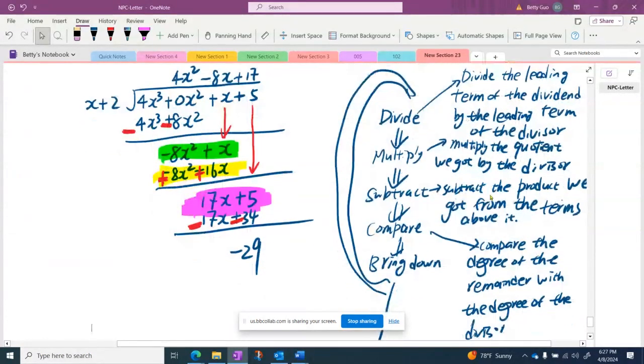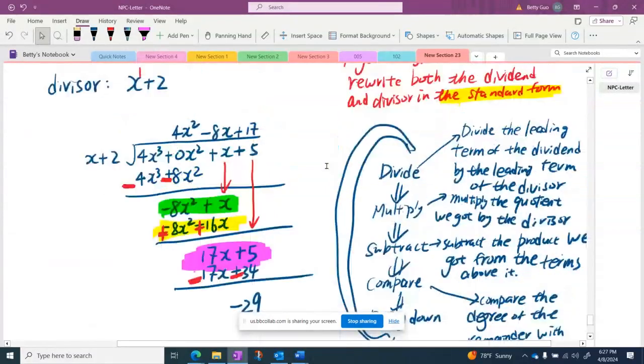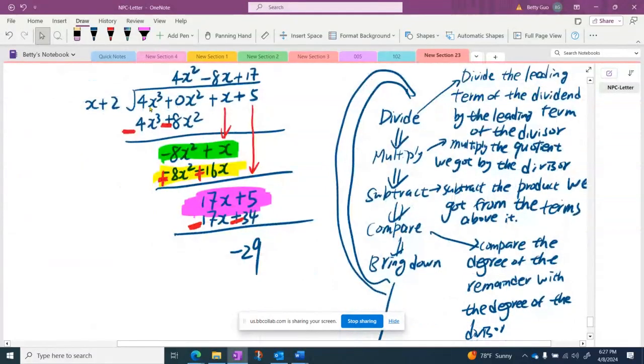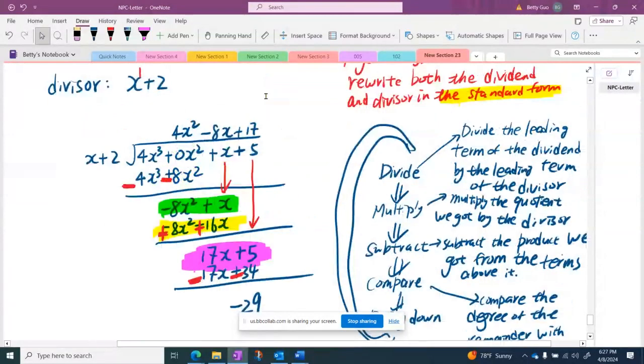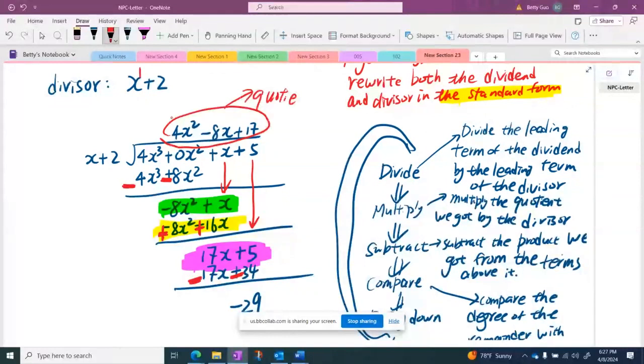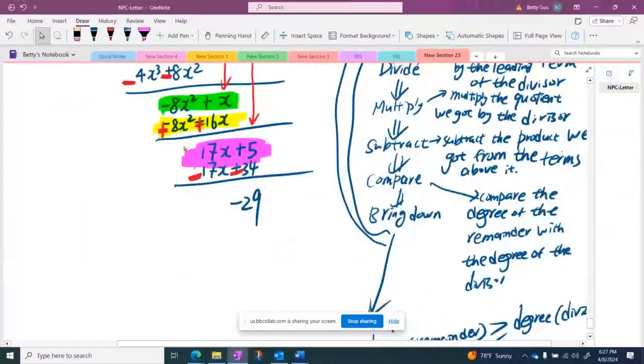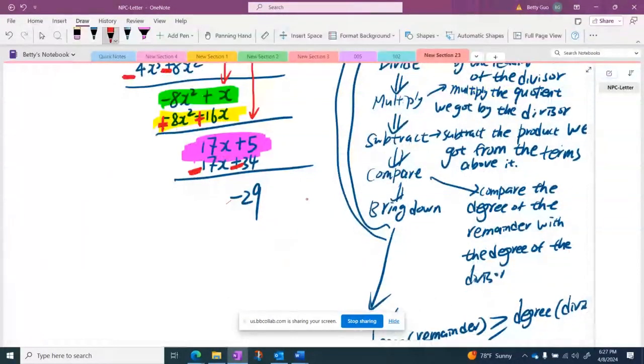And how do we explain the result? In this diagram, we have the original dividend under the roof. We have the divisor x plus 2 next to the roof. And what happened on the top? This is our quotient. And on the bottom, this is the remainder.